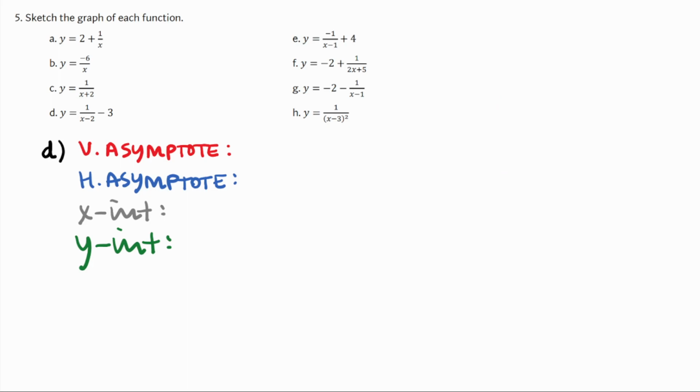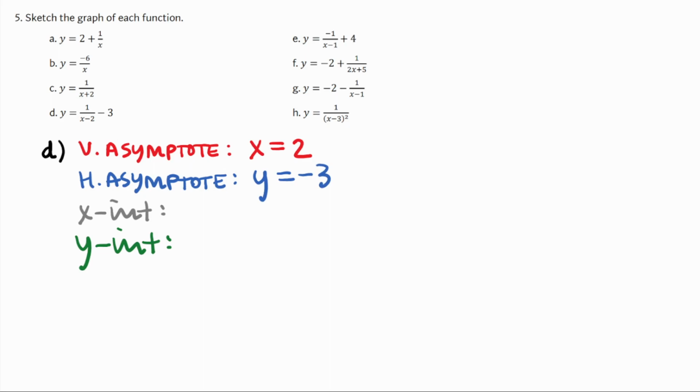All right, for D, this one's got both ingredients. I've got moving it around a little bit horizontally and vertically. So the vertical asymptote will be the x value that causes division by 0. That would be x equals 2. The horizontal asymptote is related to the fact that the fraction's not going to equal 0, so I'm not going to have 0 minus 3, so I'm not going to have a y-value of -3 from this function.